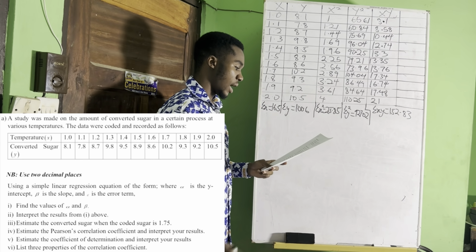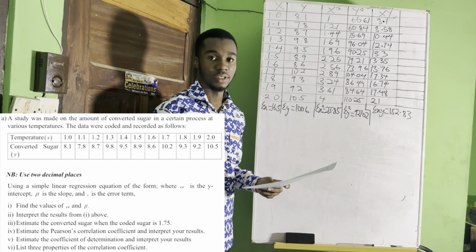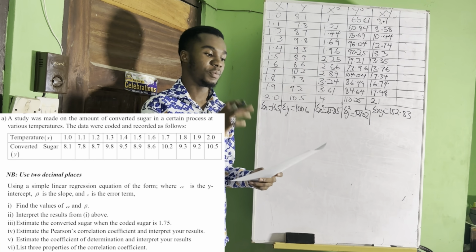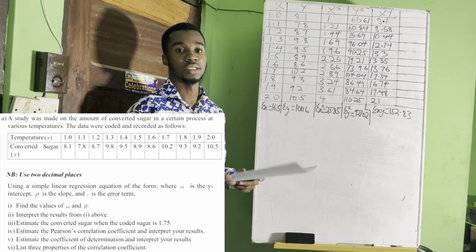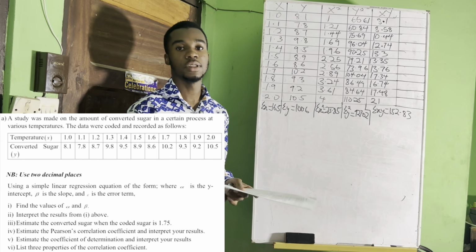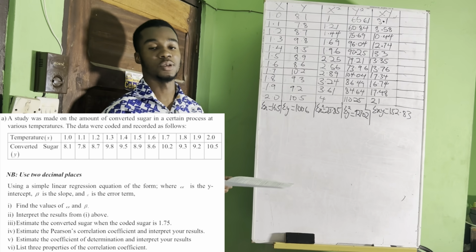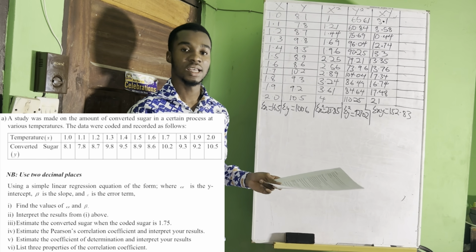So let's start. The question says find the values of alpha and beta. If they ask you for this, you just have to know the formula for a simple linear regression. For business statistics, you're only going to deal with simple linear regression. Hopefully in the next two semesters, we'll be looking at quantitative methods, where you'll look at multiple linear regression, which is far more difficult than this. But this one is just the simple one.